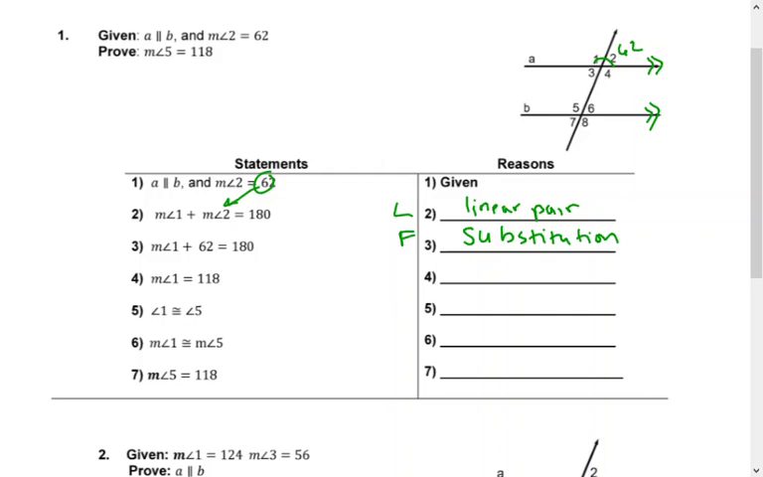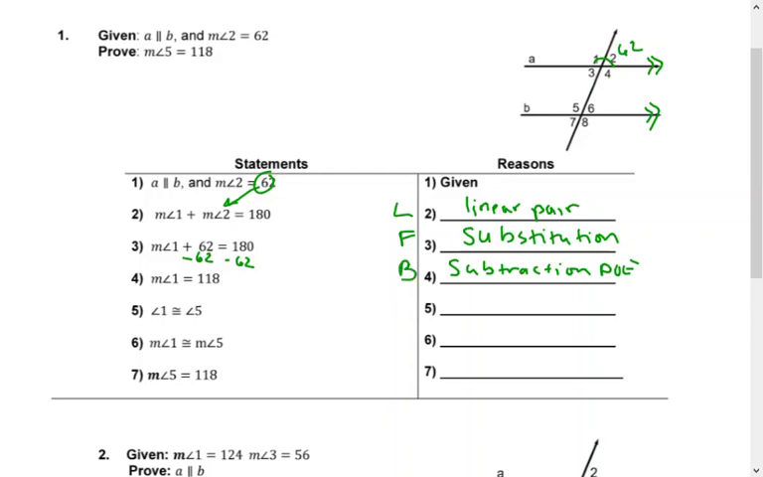Okay. Moving on to line 4, we now have the measure of angle 1 equals 118. What we did to get there was we actually subtracted 62 from both sides. When we do that, we're talking about the subtraction property of equality. And on your sheet, that would be reason B.